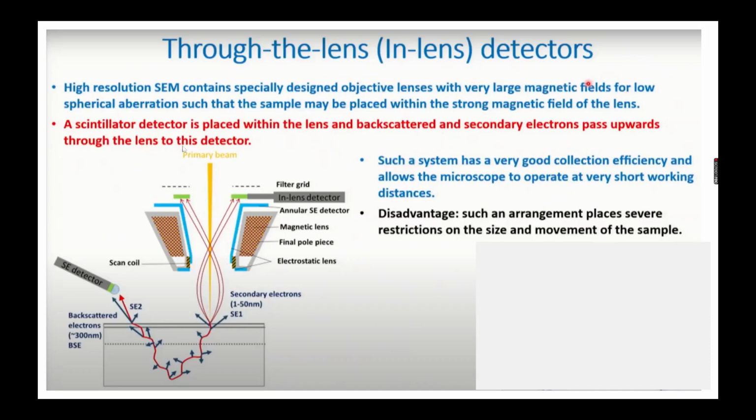So the high resolution SEM contains a specially designed objective lens with a very large magnetic field for low spherical aberration. This lens is designed in such a way that, with a very large magnetic field, a magnetic lens will also be there for low spherical aberration, such that the sample may be placed within the strong magnetic field of the lens.